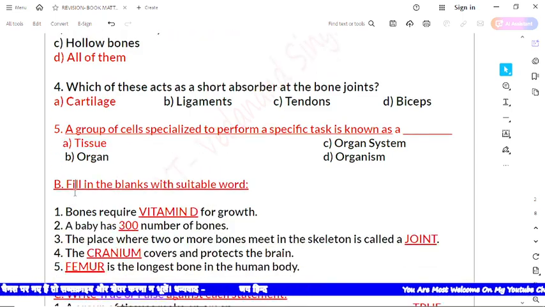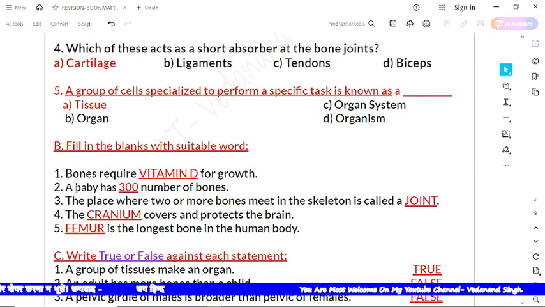Now the next, we have to fill up the blanks with suitable words. Fill in the blanks. The next is: bones require vitamin D for growth.